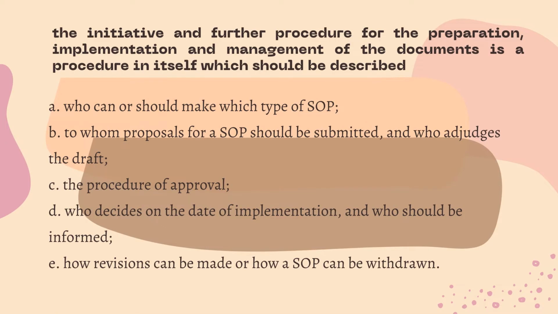The initiative and the further procedure for the preparation, implementation, and management of the documents is a procedure in itself, which should be described. At least the document should involve: A. Who can or should make which type of SOP, B. To whom a proposal for SOP should be submitted, and who judges the draft, C. The procedure of approval, D. Who decides on the date of the implementation and who should be informed, and E. How revision can be made or how a SOP can be withdrawn.